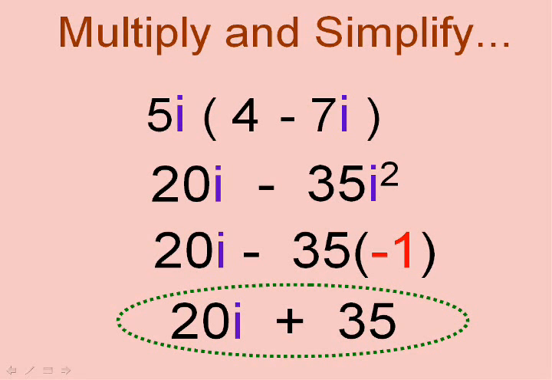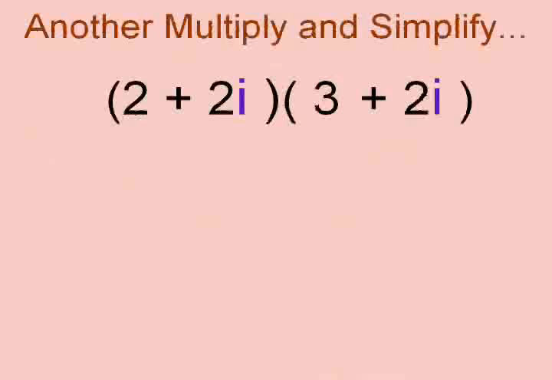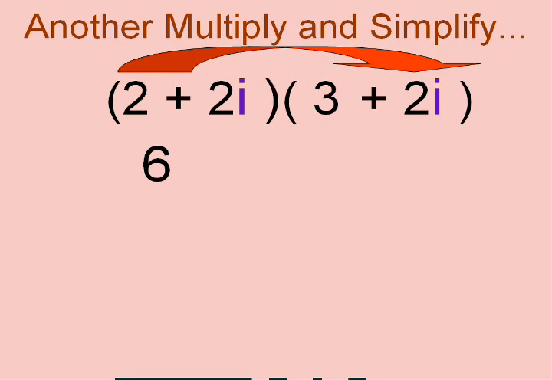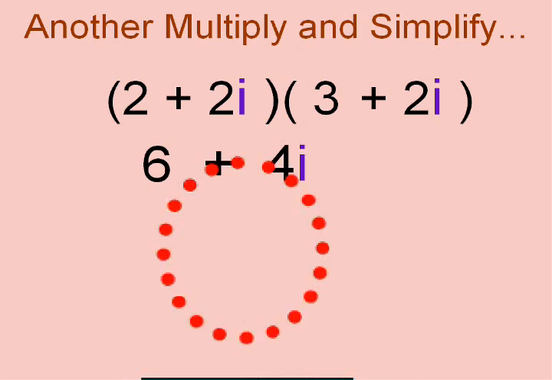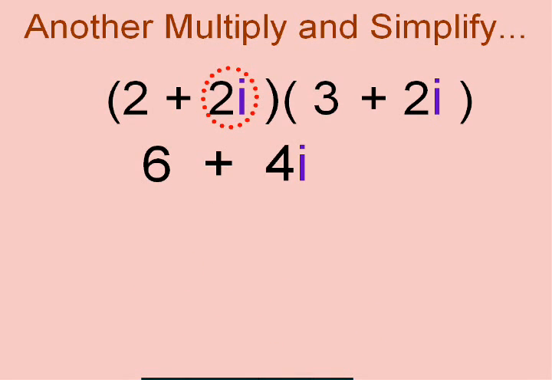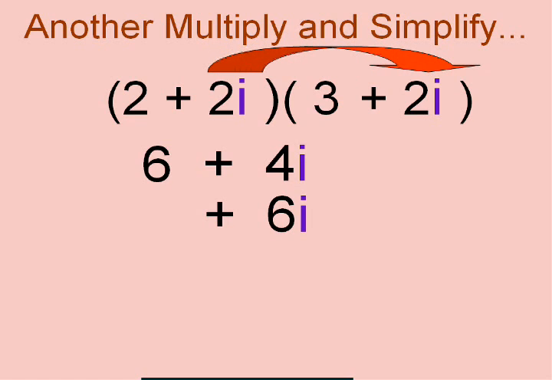Multiplication is sometimes going to lead us to these i squareds. Now this one is kind of a FOIL problem. Let's take the 2 and distribute it to both terms of the second expression: 6 and 4i. And now we're done with the 2. Now we'll take the 2i and distribute it to the 2 in the second expression. That's going to be 4i. I like to write it underneath its buddy because they're getting together later. And 6i squared.